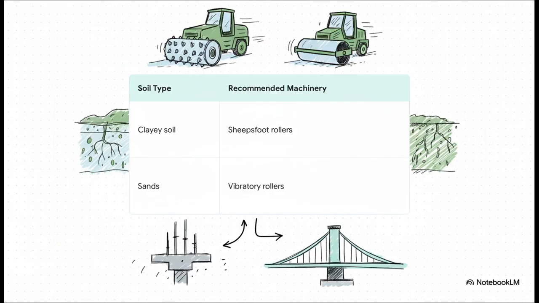And getting that compaction right means you have to use the right tool for the job. For sticky, clayey soils, you need something called a sheepsfoot roller, which kind of kneads the soil to force the air out. But for granular soils like sand, a vibratory roller is way more effective. It uses high-frequency vibrations to literally shake the sand particles into a denser, more stable arrangement.